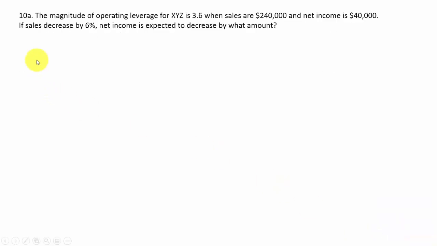Okay, our next problem starts off with the magnitude of operating leverage for XYZ Company is 3.6 when sales are $240,000 and net income is $40,000. So right now their operating leverage is 3.6, which means that every time sales go up $1, then income goes up $3.6. Now, here's what they want to know. If sales decrease by 6%, net income is expected to decrease by what amount? All right, let's set up what we have here.